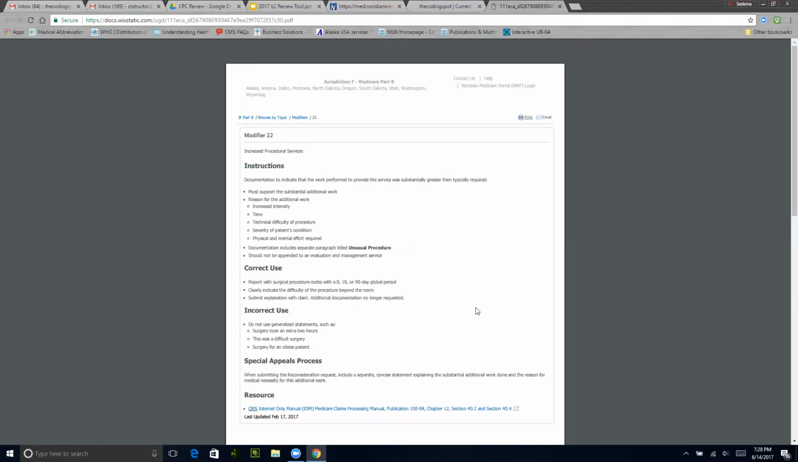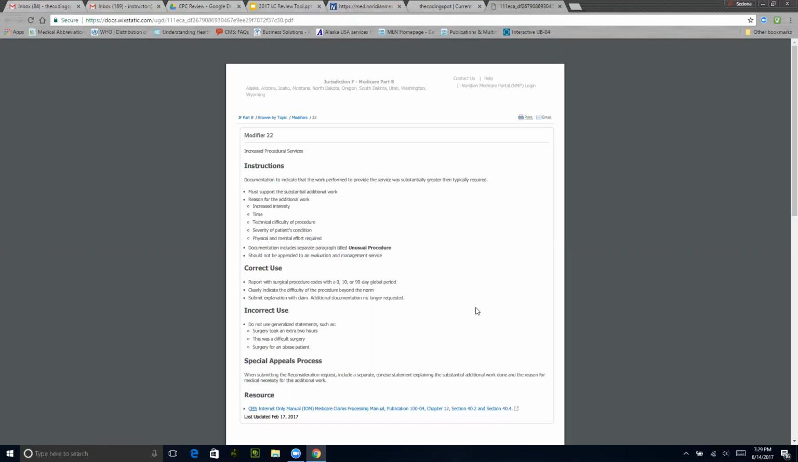Increased intensity, right? So extra time. It was more difficult than anticipated. The severity of the patient's condition. Documentation includes a separate paragraph titled unusual procedure. That's most common. And all of these tip sheets for these modifiers include correct use and incorrect use, which I love. I love the incorrect use because it gives you examples of when you wouldn't use it, that people have obviously used this modifier for, so we don't have to make the same mistake that others have made.